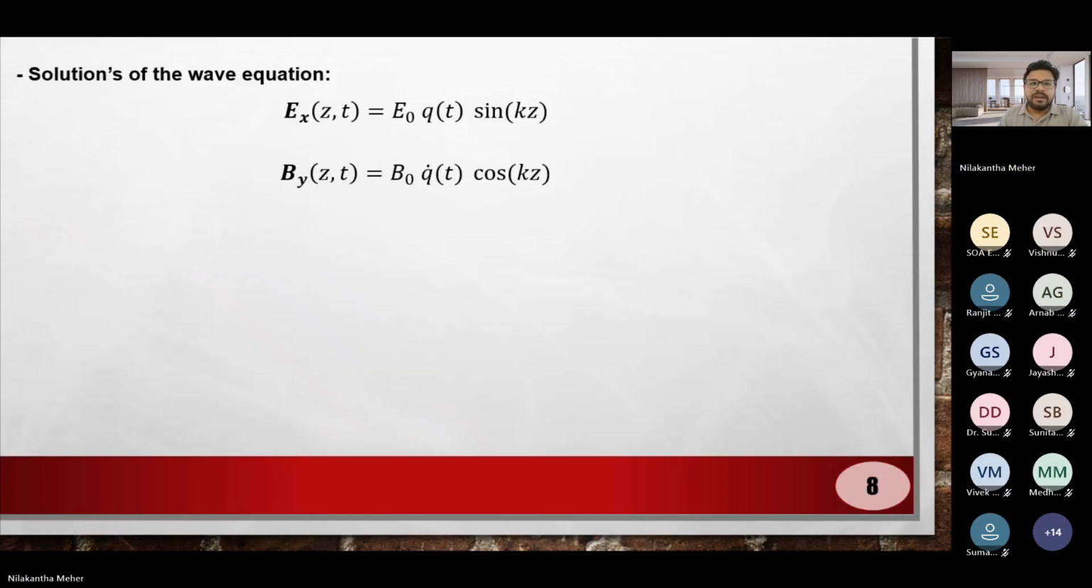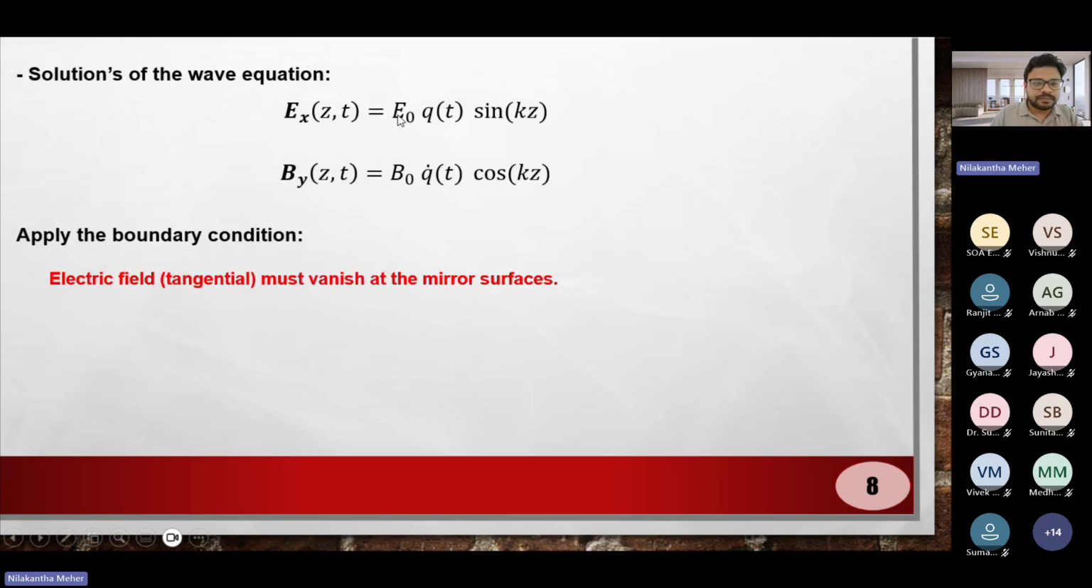Now, as we are confining this electromagnetic field inside a cavity, the solution of this electromagnetic field, that is electric field and magnetic field, is as given here. The spatial part varies sinusoidally, whereas of course there is a temporal part also. Let us take Q of t and Q dot of t, and they satisfy the Maxwell's four equations.